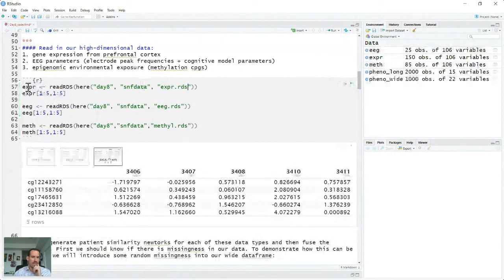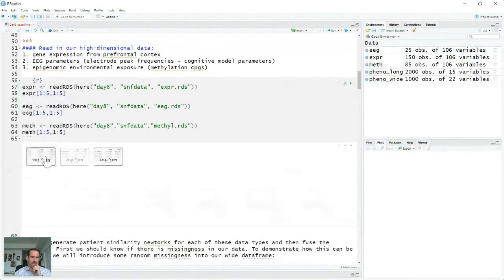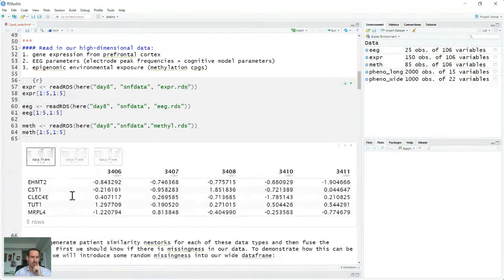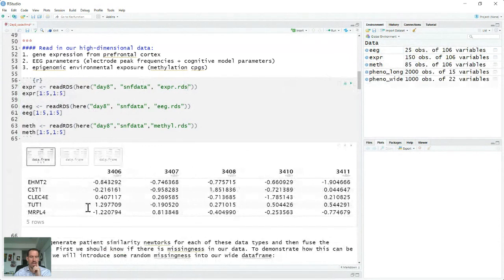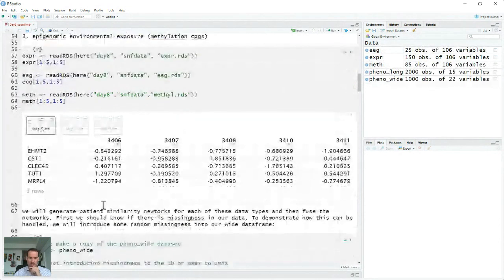Here we have an expression data set, the EEG data set, and the methylation data set, and we can look at how they're actually arranged, and they kind of match up with the way that some of these omic data types are often arranged. They are already transposed from what we just saw in a data set where often each row is a different subject. In this case, you can see, for example, in the expression data set, each row is a gene. And each column has a number associated with it, 3406, 3407, 3408, 3410, and so on.